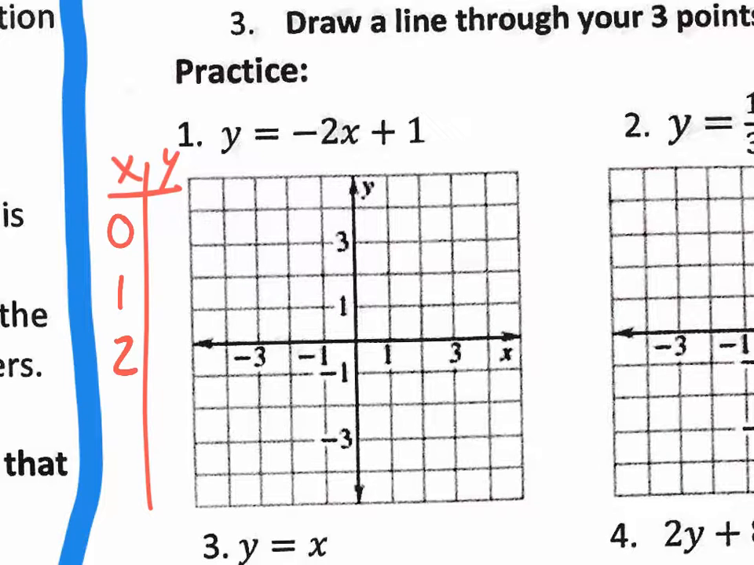We always use 0 because 0 always works beautifully. Anything times 0 is 0. So anyways, when I do plug in 0 right there, -2 times 0 is 0, and 0 plus 1 is 1. Thank you. And let's take the 1, the input 1, put it in.